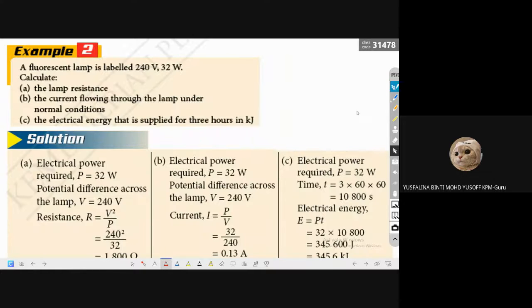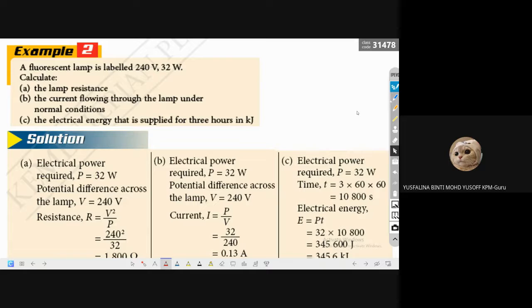So we try to discuss this one. A fluorescent lamp is labeled 240 volt 30 watt. What does it mean by 240 volt 30 watt? It means when the voltage supplied is 240 volt, the energy that will be released is 30 joule per second. So calculate the lamp resistance.